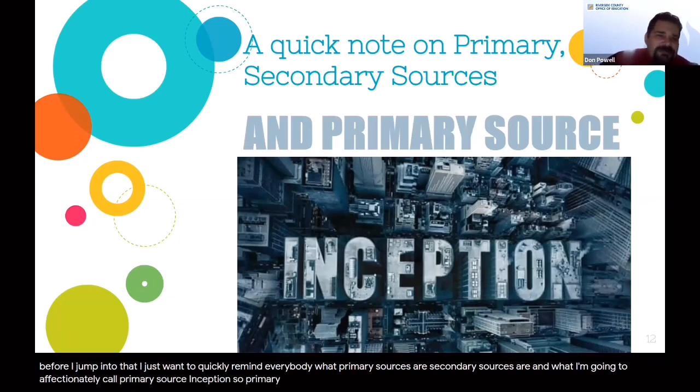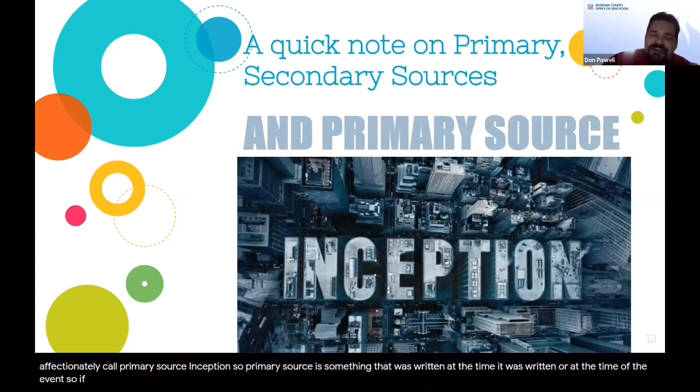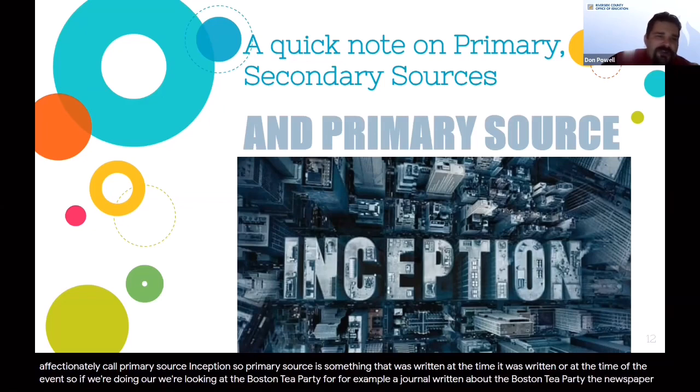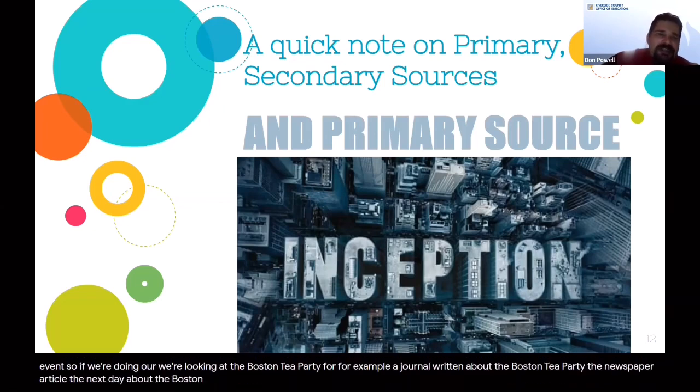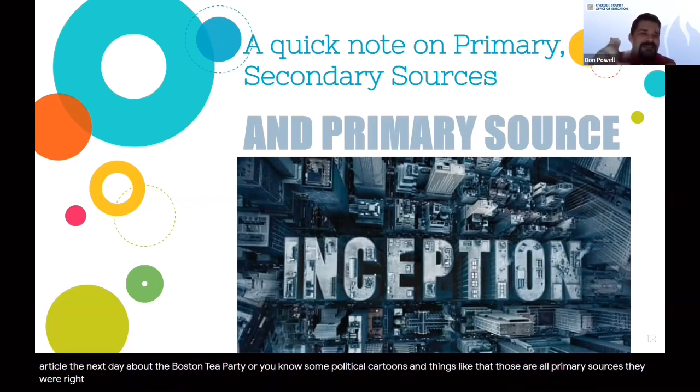So a primary source is something that was written at the time of the event. If we're looking at the Boston Tea Party, for example, a journal written about the Boston Tea Party, the newspaper article the next day, or some political cartoons and things like that, those are all primary sources. They were written at the time it was created, right?